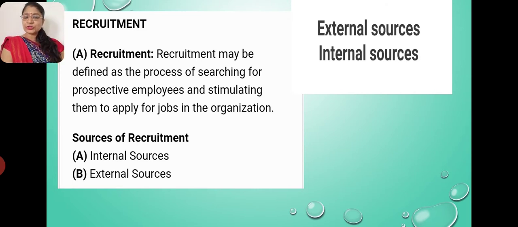But before moving towards internal and external, I would like to discuss something about recruitment. Recruitment is a positive process because we are adding human resources to the organization. We are not deducting or removing the employees from the organization. We are adding. So recruitment is called a positive process, and we can say that to identify the labor and to evaluate them, choose the most suitable candidate, everything is included in the recruitment.